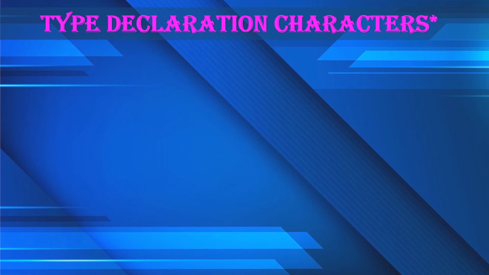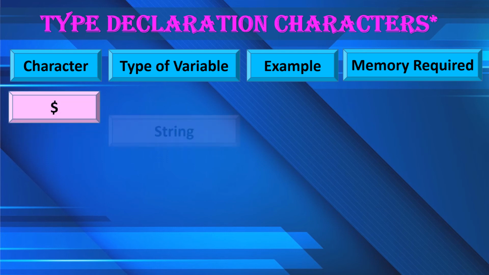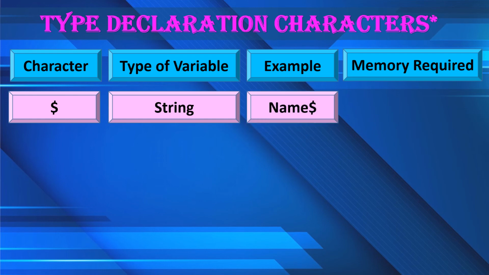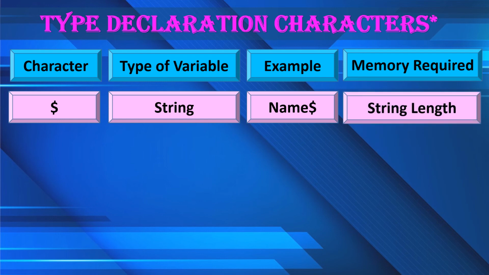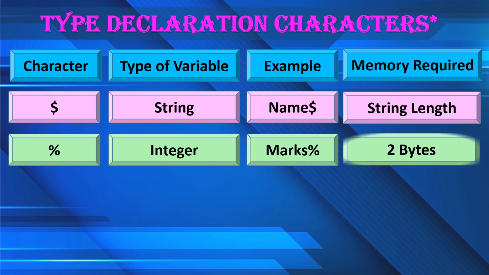Now let's discuss the type declaration characters, a very important concept from objective point of view. I'll tell you 4 things about type declaration characters: the character itself, its type, example, and memory. Dollar sign is a string type variable. We write it as name of the variable, then dollar sign, and it consumes the memory as long as you have written in the double quotes. Then %, it's an integer type variable. We write it as marks%, and it consumes 2 bytes in the memory. Remember one thing, it cannot store any number with fraction part.